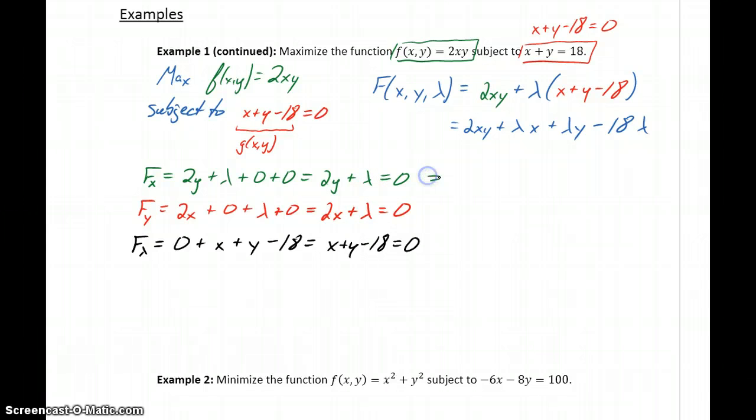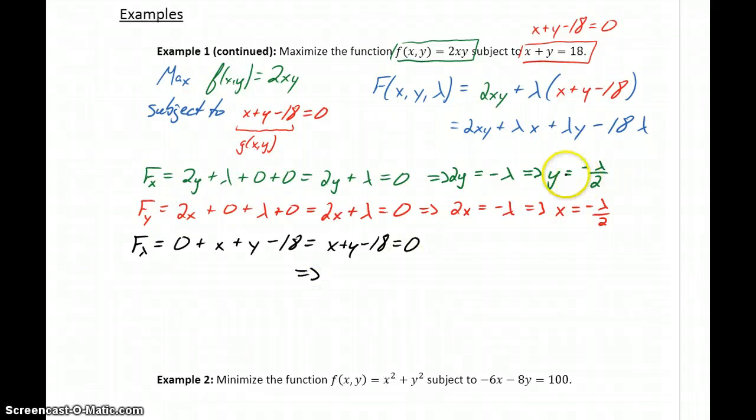So we could start with our first equation here and solve this for y. So we would get 2y equals negative lambda, or y equals negative lambda over 2. Similarly, we could solve the second equation for x. So we would get 2x equals negative lambda, or x equals negative lambda over 2. So now what we can do is take these substitutions that we have for both x and y, substitute them into our third equation here.